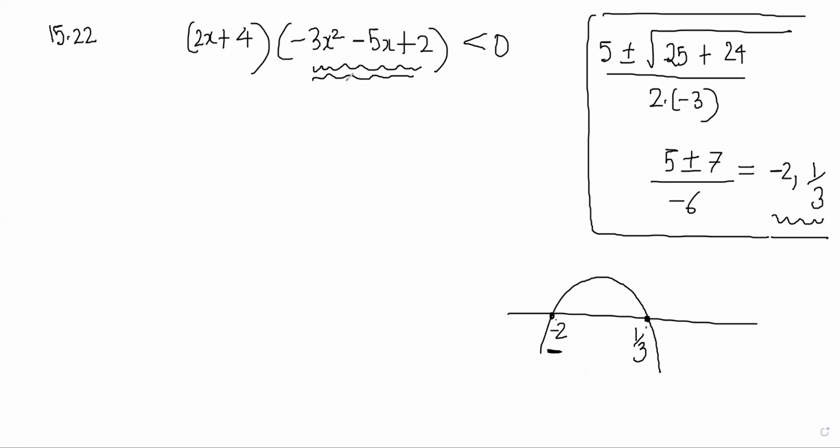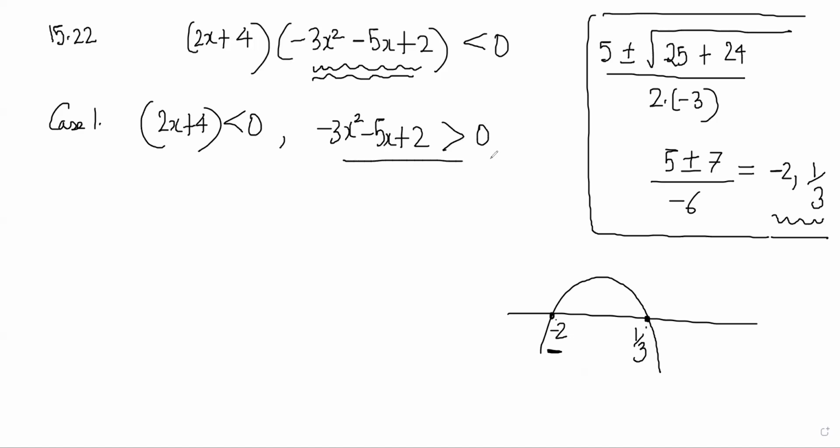Do you only have to consider the case where the quadratic is less than 0, or could it also be greater than 0? It could be greater than 0 when 2x plus 4 is less than 0. So you have to solve two cases, right? First case is 2x plus 4 is less than 0. Then obviously this should be greater than 0. What is the situation when 2x plus 4 is less than 0? When does that happen?